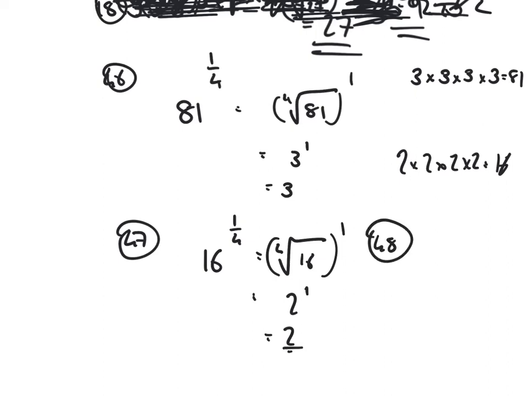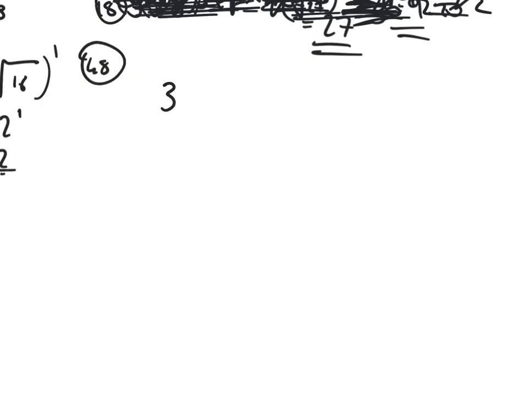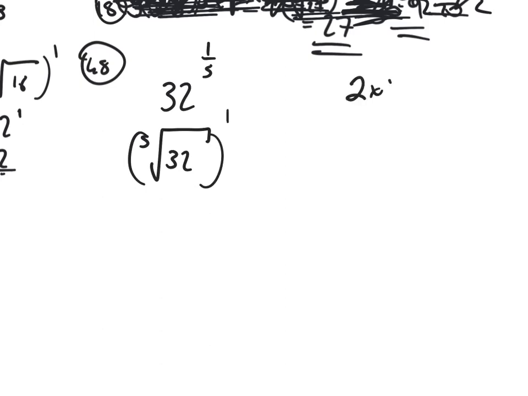Example 48. 32 to the power 1/5. So that's the fifth root of 32 brought to the power 1. The fifth root of 32 is 2. 2 times 2 is 4, times 2 is 8, times 2 is 16, times 2 is 32. 2 brought to the power 1 is 2.